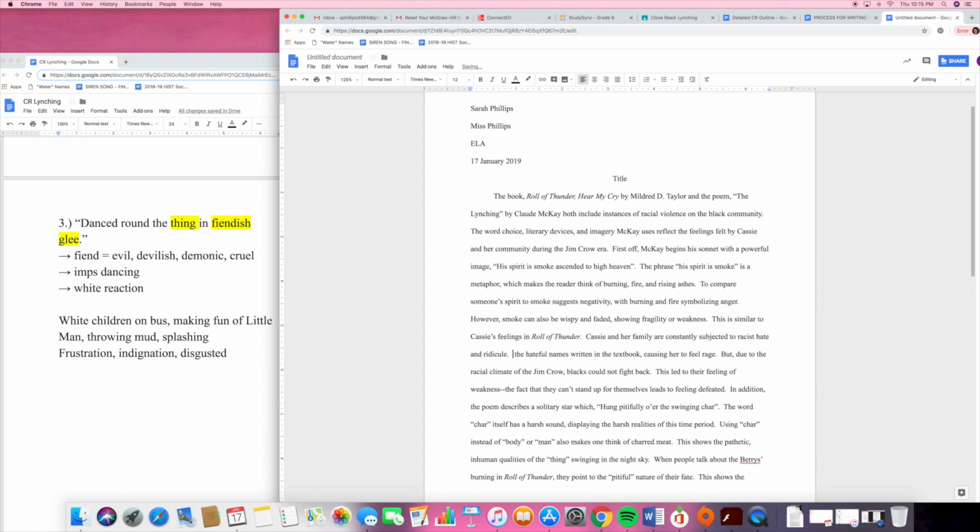Period. Let's do it. For example, I know I'm just using our open transition. The hateful names written in the textbook cause her to feel rage. Yeah, boom. But due to the racial climate of Jim Crow, period, Blacks could not fight back. This led to their feeling of weakness. Their feeling of weakness? Ugh. This led to a feeling of weakness. How about that? I don't really like the word weakness. Let's do led to a feeling of, I like deflated, of, this led, oh, I said that like 5 minutes ago. Let's cut this. Okay, do this. Boom, boom, boom.